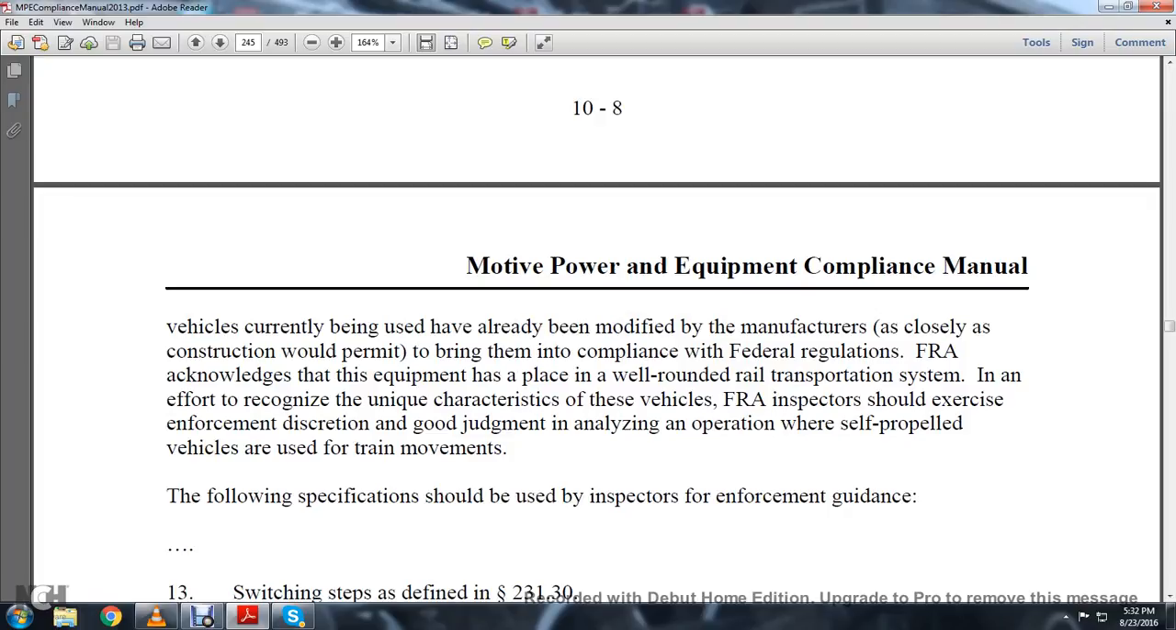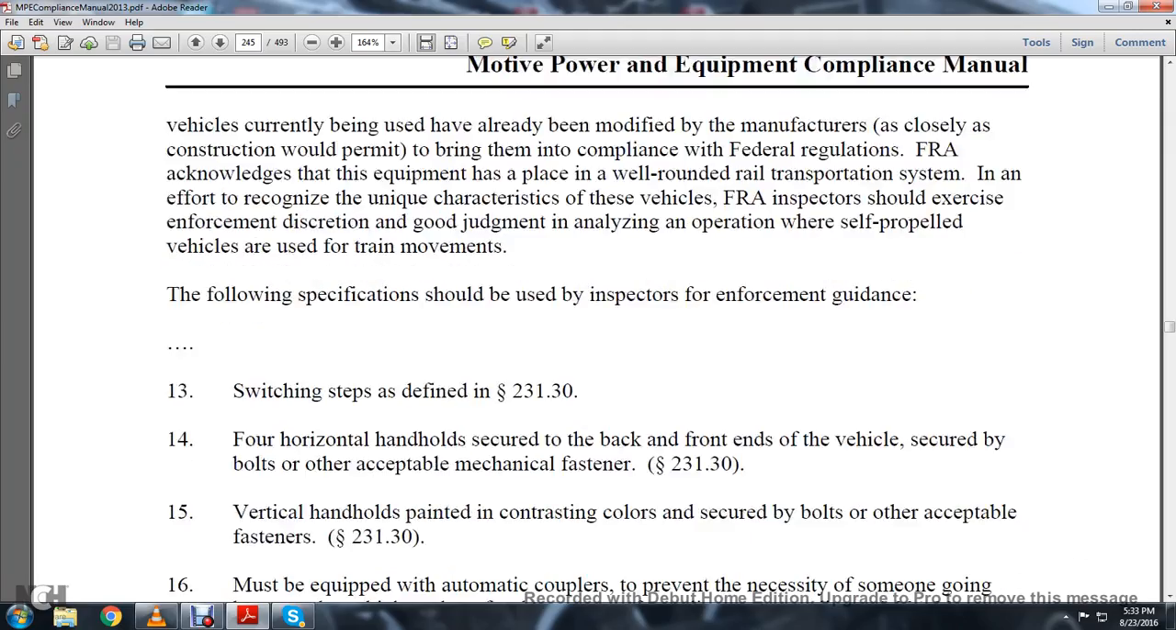FRA acknowledges that this equipment has a place in a well-rounded rail transportation system. In addition, the FRA recognizes the unique characteristics of the vehicles. The FRA inspector should exercise enforcement discretion and good judgment in analyzing any operation with self-propelled vehicles in train movements. The following specifications should be used as inspection and enforcement guidelines.